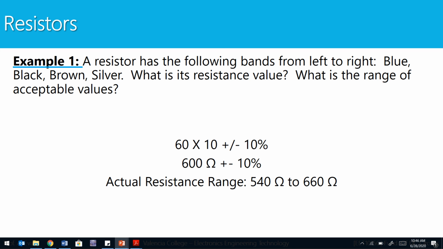So if I pick up a resistor from a kit and it says on the color bands blue, black, brown, silver, and I go to measure the value of that resistor, I know that it's expected to be around 600 ohms. It can be as low as 540 or as high as 660, and that is its acceptable or actual resistance range. That's what we would expect it to be measured at.